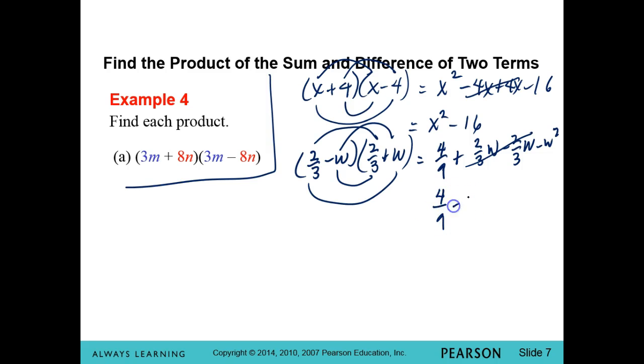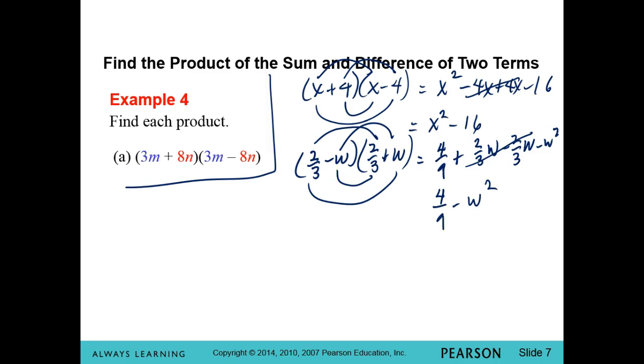4/9 minus W squared. Which you could have done if you were lazy enough. Just multiply these two. 4/9 minus these two, W squared. You can skip the middle step and just go straight to the chase. If they're conjugates of each other, they have to be exactly the same two numbers with one sign different and the middle sign different. Okay? That was B.